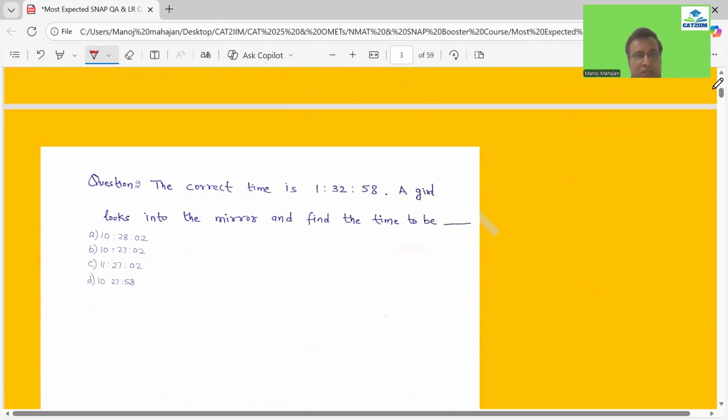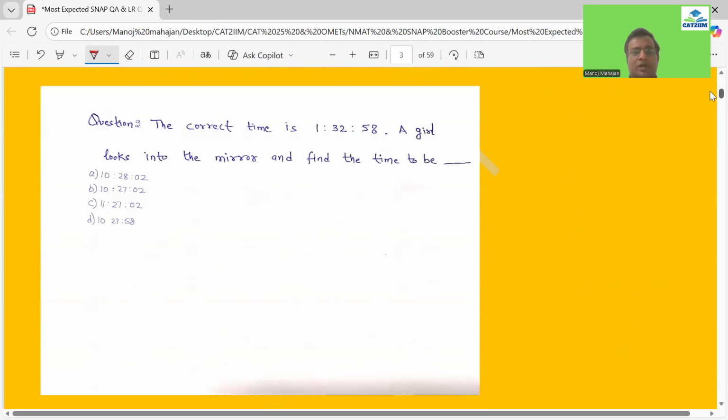Let's go to question number 2. Again, you can pause the video, try on your own, and then look forward to the solution. The answer to the question is simple if you know the concept that whatever time you have in the clock and whatever time would be shown in the mirror, the sum total will be 12. So from 12, if I subtract this, I would be able to get the answer.